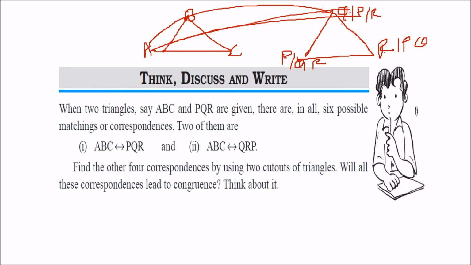Similarly, in this similar fashion, as A corresponds to Q, B is corresponding to R, and C is corresponding to P. So these are a few combinations that you can write. So these are 2 other combinations you can write.